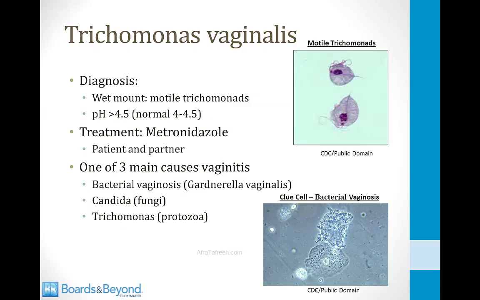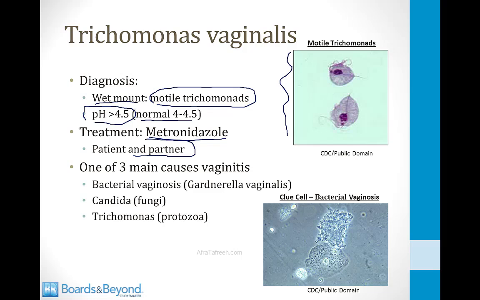You can diagnose Trichomonas by doing what's called a wet mount. This is where you take a sample from the vagina and look under the microscope for evidence of motile trichomonads, and these are pictures of motile trichomonads here in the top right screen. You will also find in Trichomonas infection that the vaginal pH is elevated. A normal vaginal pH is about 4 to 4.5, and it will be greater than 4.5 in women who have a Trichomonas infection. The treatment for Trichomonas is metronidazole, and you need to treat the patient and the partner because the partner is usually infected as well.